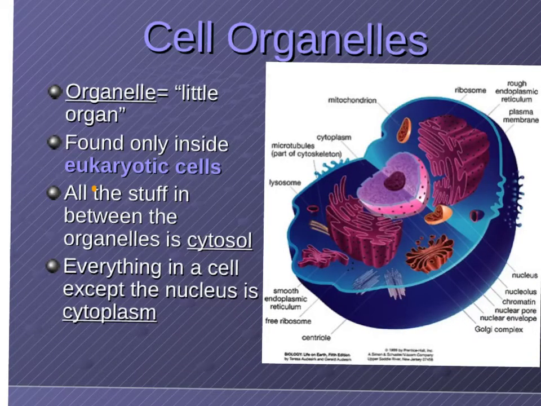The term organelle actually means a little organ, so we're looking at smaller parts of a cell. They're only found in eukaryotic cells. All the stuff between them is the cytosol. That's that blue little liquid surrounding the organelles. Everything else except the nucleus is called cytoplasm. Okay?